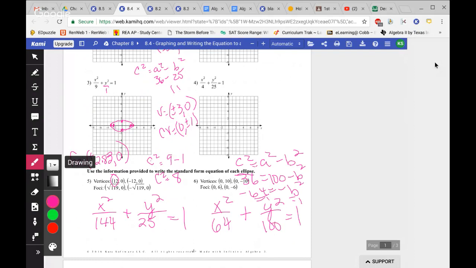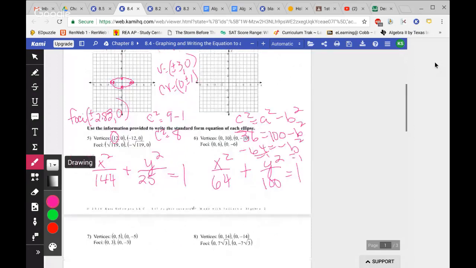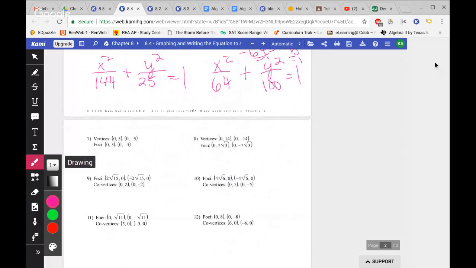There's some on 9 and 10 that give you the covertice as opposed to the vertice. Do you want me to do those? Yeah, I wouldn't mind you doing one right before I leave. So let me skip and do that. So let's look at the one that's the covertice. That tells us it's the smaller value, and it's going to be in the Y.